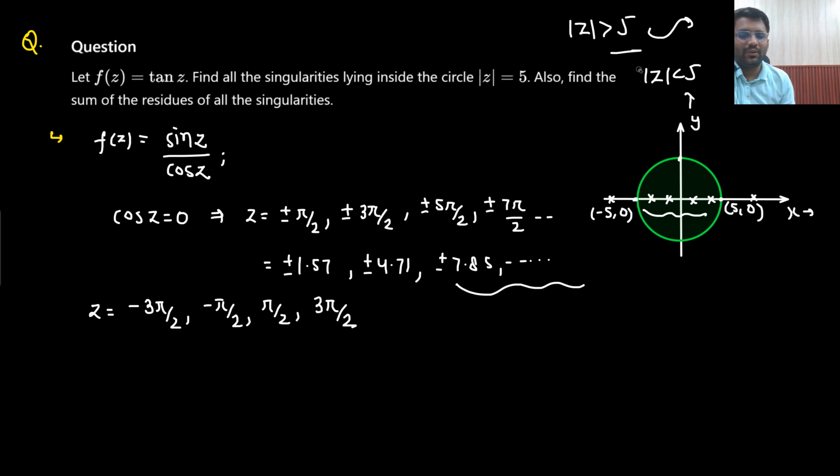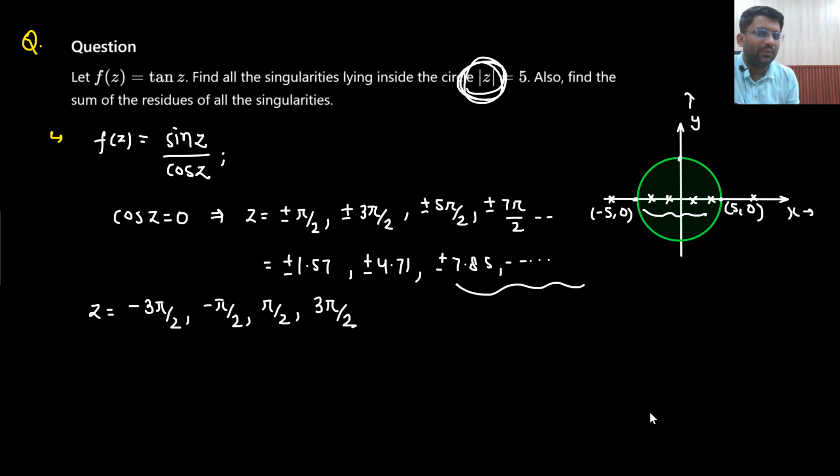So all these things we have already studied, right? How to find out a point which is lying inside the circle or outside the circle. Simply in the equation you put the value and then you see whether it is greater than the radius or less than the radius. If it is less than the radius, that means it is inside. If it is greater than the radius, that means it is outside. So we are supposed to find out the residues at these points.